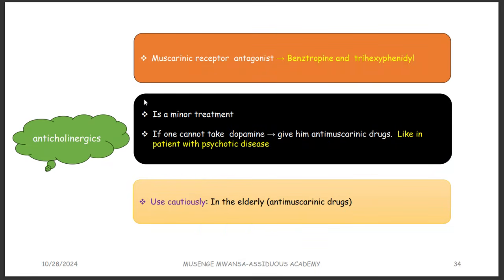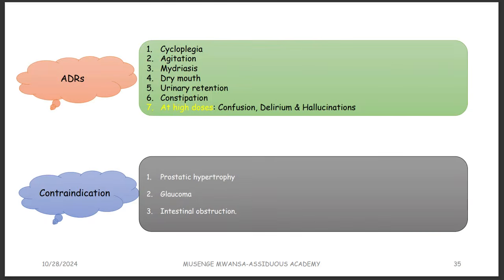Okay. So the main ones that you use are benztropine and trihexyphenidyl. You can use them in patients with psychotic disease, but use them cautiously in the elderly. All antimuscarinic drugs should be used with caution in the elderly. What are the adverse drug reactions? The same ones that we know for anticholinergics.